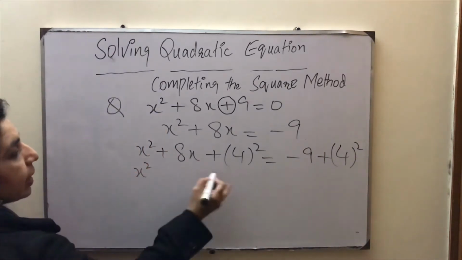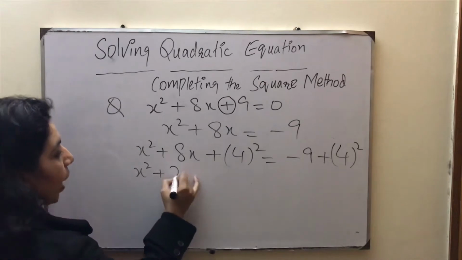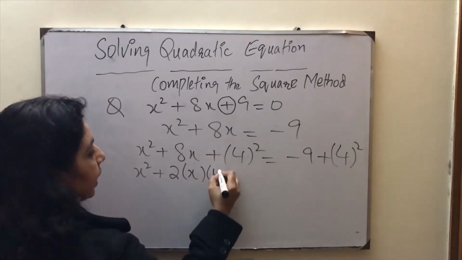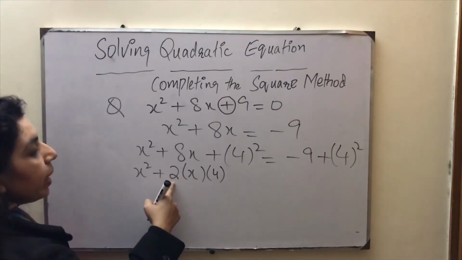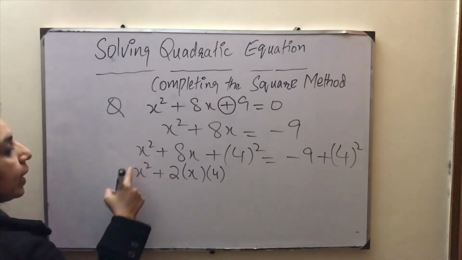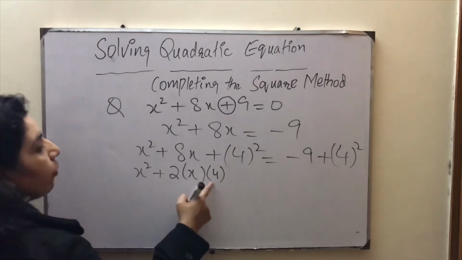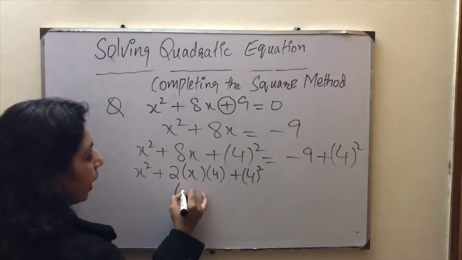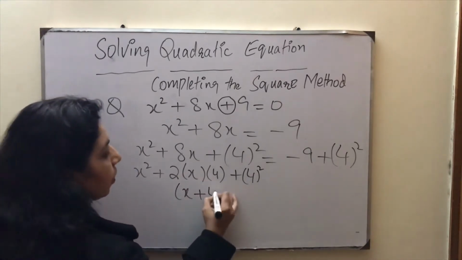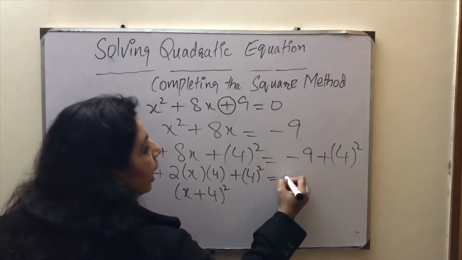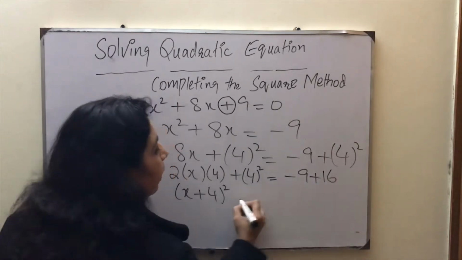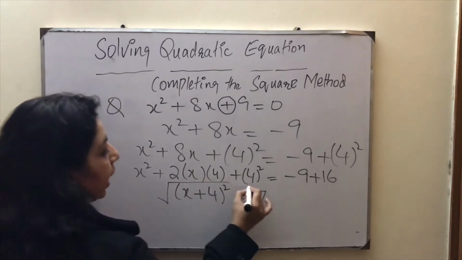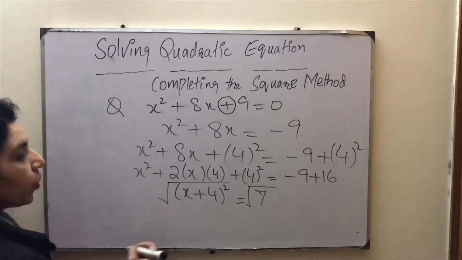I can write this side as x square plus twice this x and this 4. You can see, twice 2ab, plus this x and this 4, I will have 8x, and now this 4 square will give me, on the next step, x plus 4 whole square, and on this side minus 9 plus 16 will give me 7. I have to take the square root of both sides and I have to take the square root of 7.